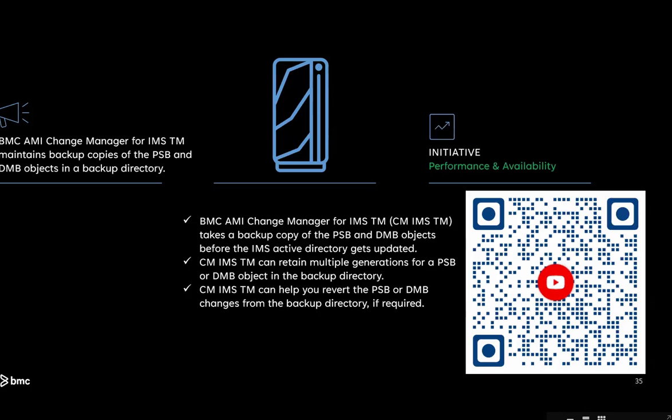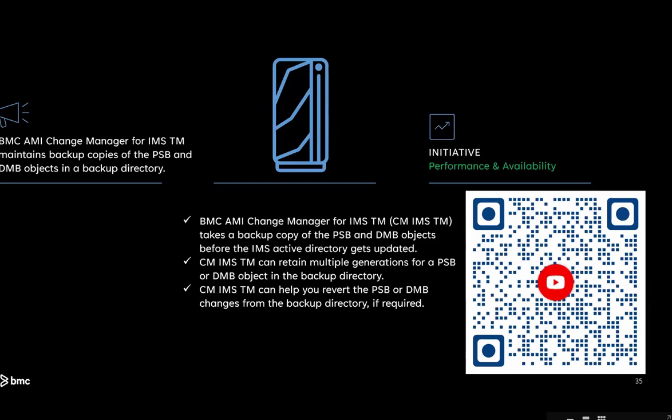Right now, you might be wondering what this backup directory is. I know about an active directory and a staging directory. Where did BMC incorporate this backup directory from? Now, the backup directory is an optional feature in Delta Plus processing. IMS is not aware of the backup directory. What this backup directory does is take a backup copy of the PSB and DMB objects before the IMS active directory gets updated.